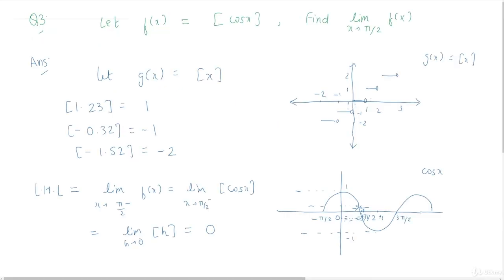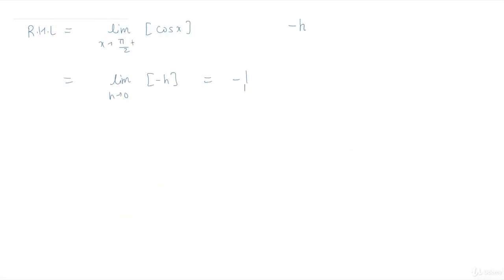Now the left hand limit was equal to 0 and the right hand limit is coming as -1. Since the left hand limit and the right hand limit are not equal to each other, we can say surely that the limit does not exist.